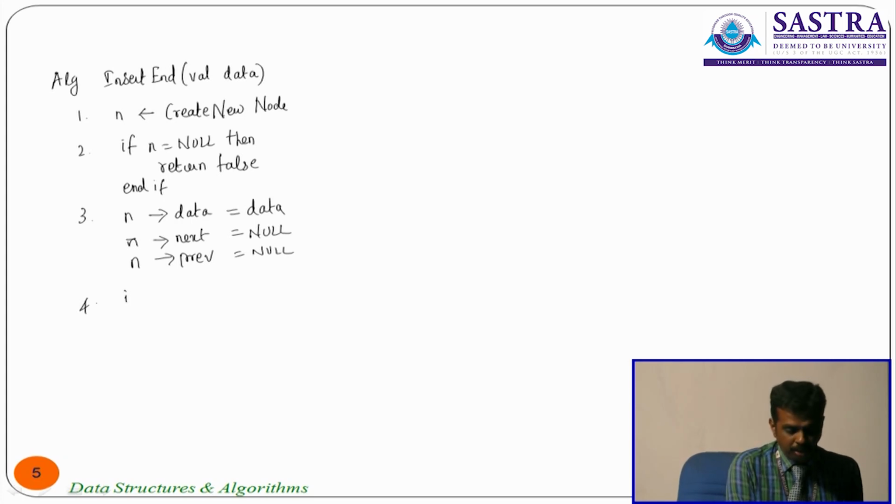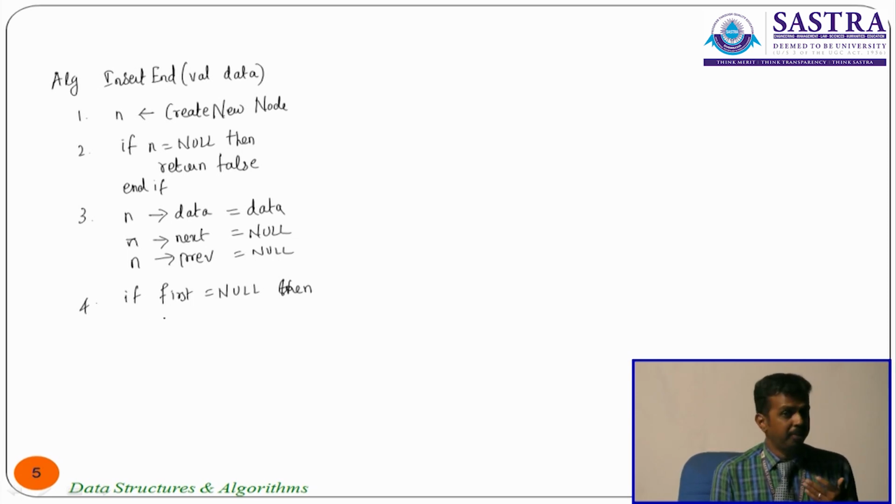It means that if the existing first is equal to null, no need to write any complex code. Okay, the first equal to null means, whether you are going to insert at the last or first, the newly created node is the first and last node.